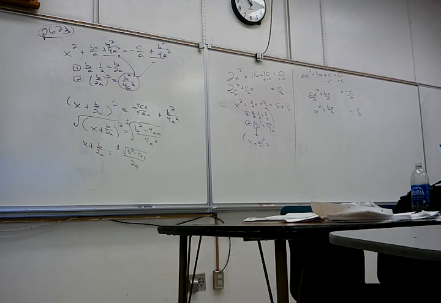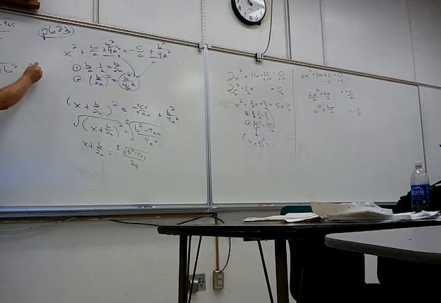So let me put it up here again. If I subtract this over, don't they have like denominators? So now I can put it all together: negative b plus or minus the square root of b squared minus 4ac, all over 2a.